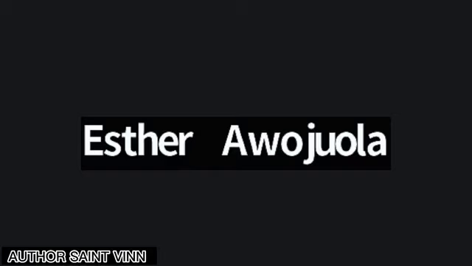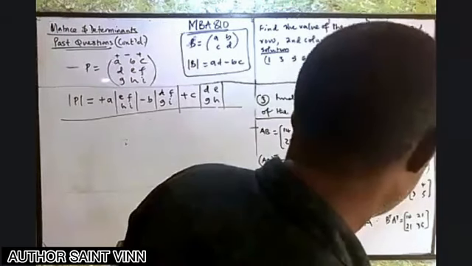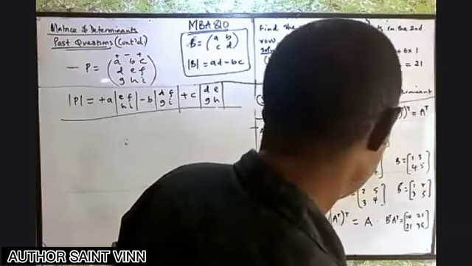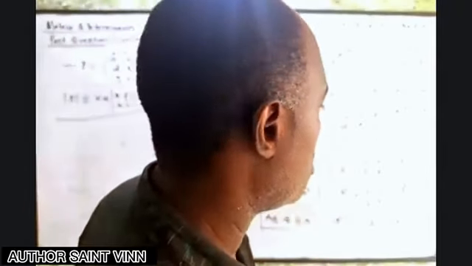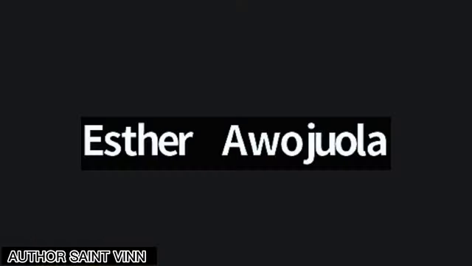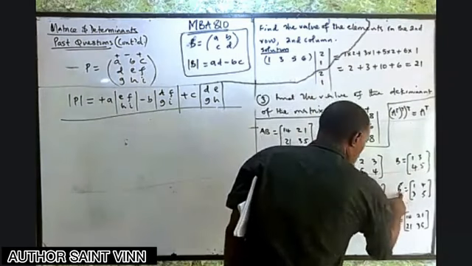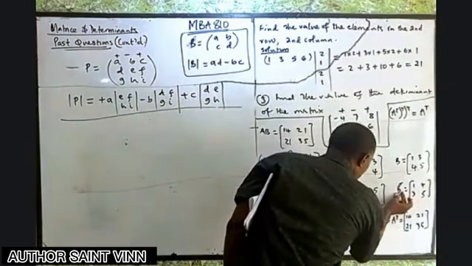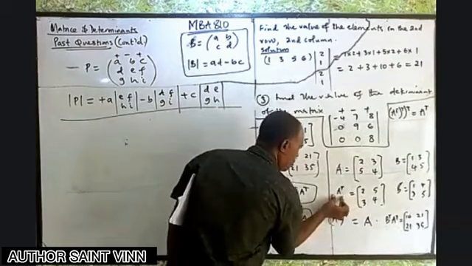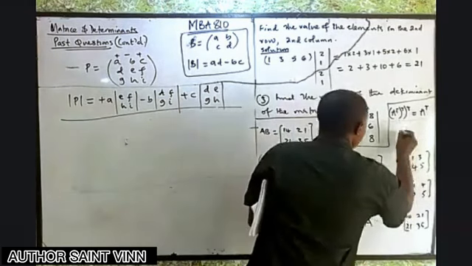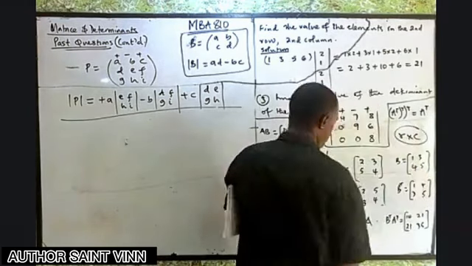Yes, sir. I'm talking about the multiplication now of the transpose. Yes, multiplication. We have gotten A transpose. We have gotten B transpose. So B transpose multiply A transpose. The rule is row times column.